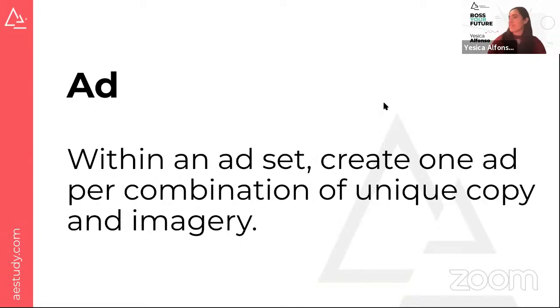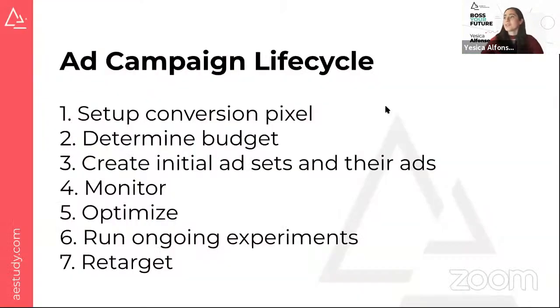Ad campaign lifecycle. So the first thing that you need to do is to set up your conversion pixel. And if it's one thing and one thing only that you take from this masterclass, it's to make sure your pixels are working so you can measure your data and then determine whether your ads were effective or not. Then the second step is to determine your budget. And I think we're going to run these in more detail.